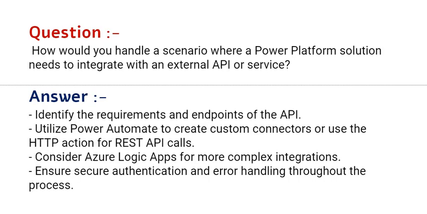Our next question is, how would you handle a scenario where a Power Platform solution needs to be integrated with an external API or service? Your answer should be, identify the requirements and endpoints of the API, utilize Power Automate to create a custom connector or use the HTTP action for REST API calls, consider Azure Logic Apps for more complex integrations, and ensure secure authentication and error handling throughout the process.